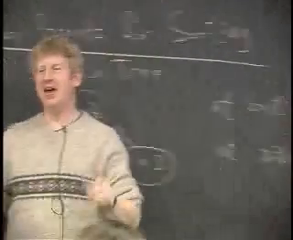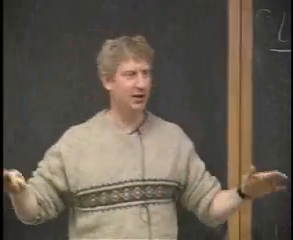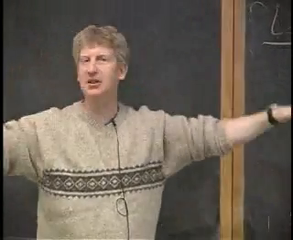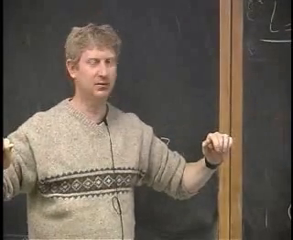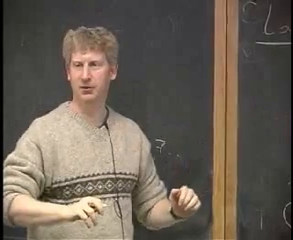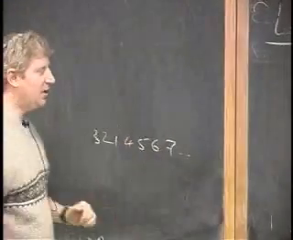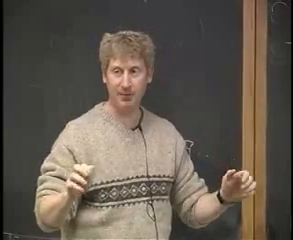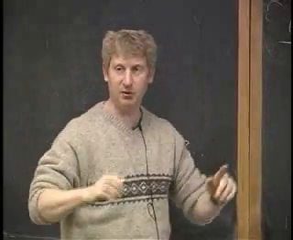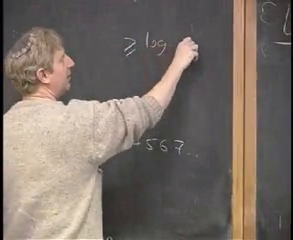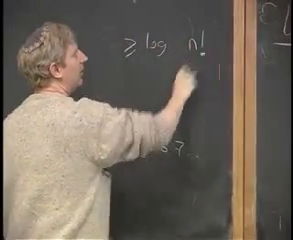If you have a bunch of leaves on the bottom of a tree, what's the height of that tree if you make it completely balanced as possible? Log of the number of leaves. So the tree here, if we make it as bushy as possible, which is the best we can hope for, that's going to make the height as small as possible. The best we can hope for is bigger than or equal to the log of n factorial.